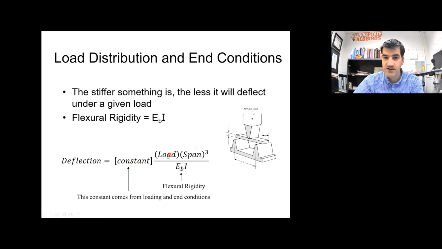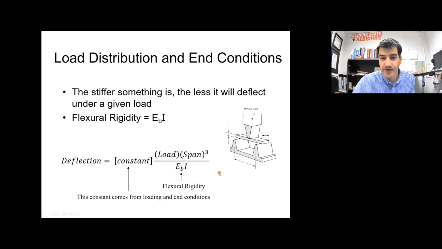And in the numerator here, you're going to have the load, which is the force, F, times the span, which is the distance between the supports for a simply supported beam, or for a cantilever beam, it's the length of the beam. And we actually take the span and we cube it. So the span makes a big, big difference. If I have twice the span, 2 cubed is 8. So if I double the span of the beam, then I'm going to get 8 times the deflection, because I'm taking the span to the 3rd power.